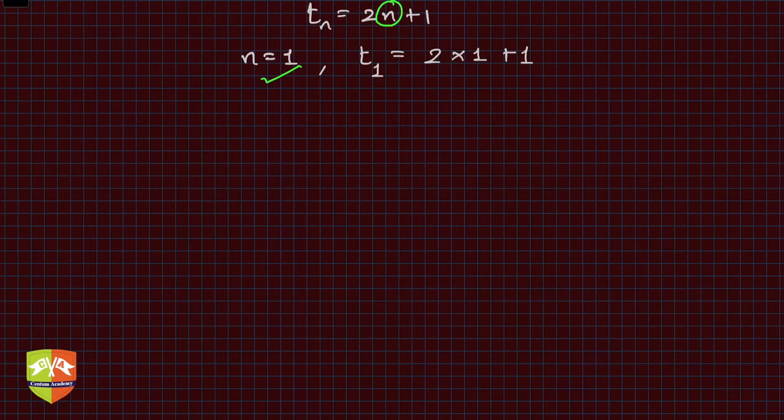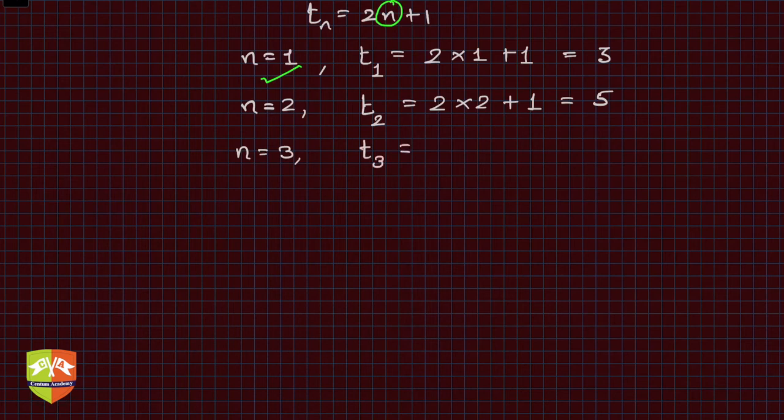Another example. Let's say tn is equal to 2n plus 1. So let's start again. If n is equal to 1, then t1 will be how much? 2 times 1 plus 1. What are we doing? We are simply replacing this n by the given number, in this case 1. So hence, it is 3. What will be n is equal to 2? If n equals 2, t2 is 2 into 2 plus 1, and hence it is 5. For n is equal to 3, t3 will be 2 into 3 plus 1, that is 7, and so on and so forth.